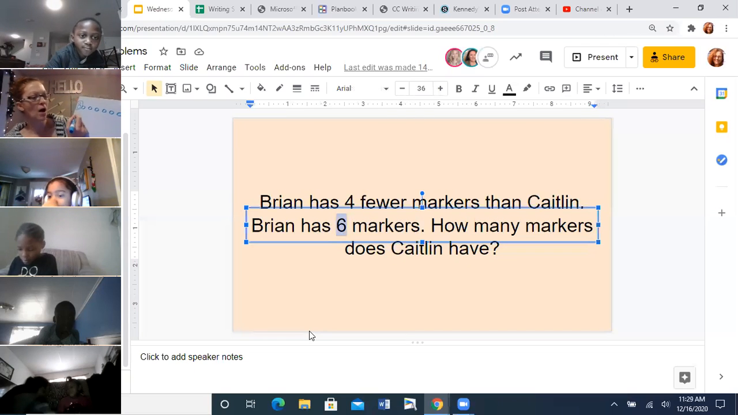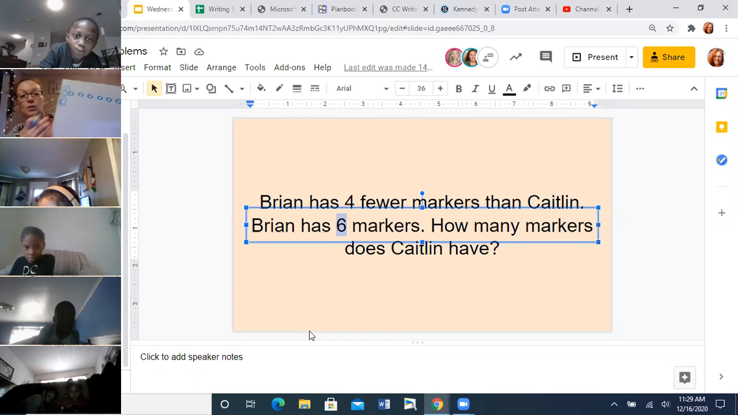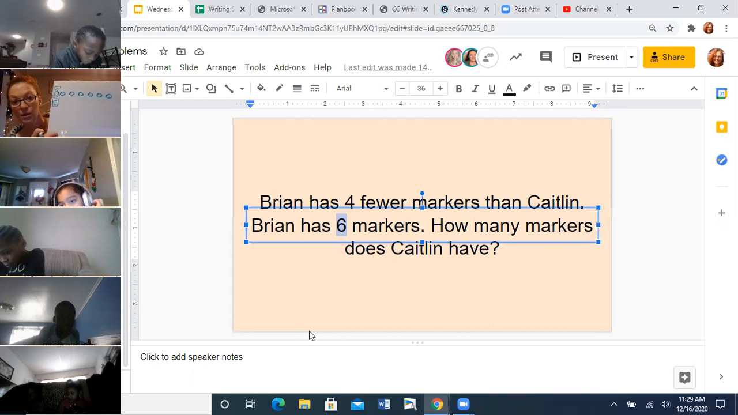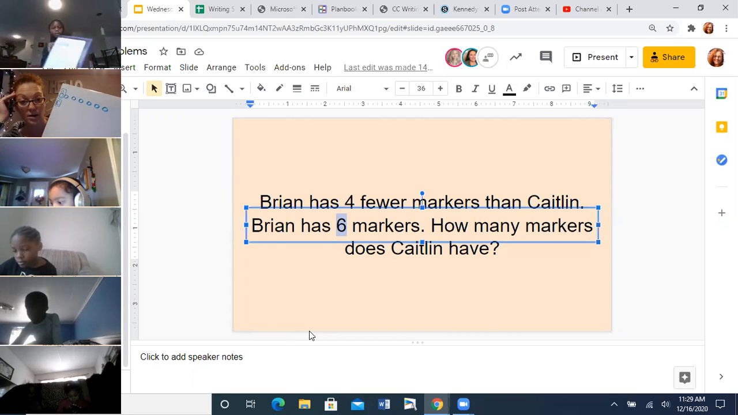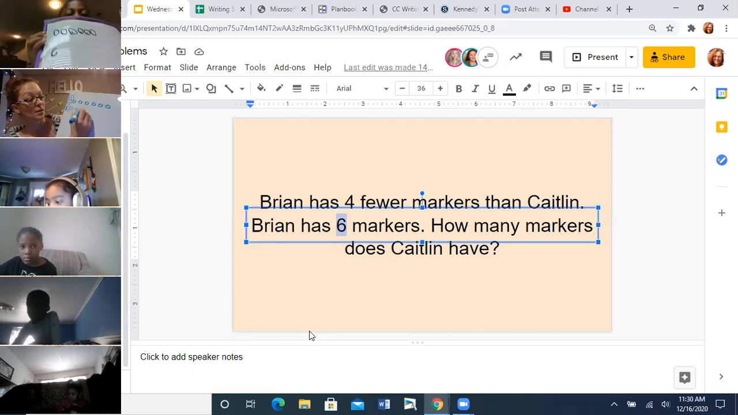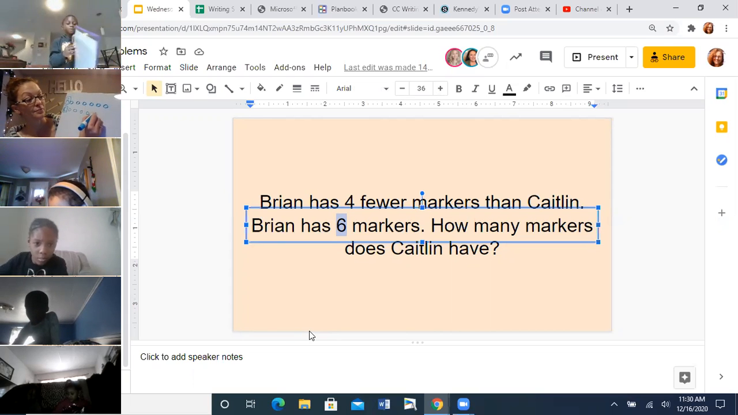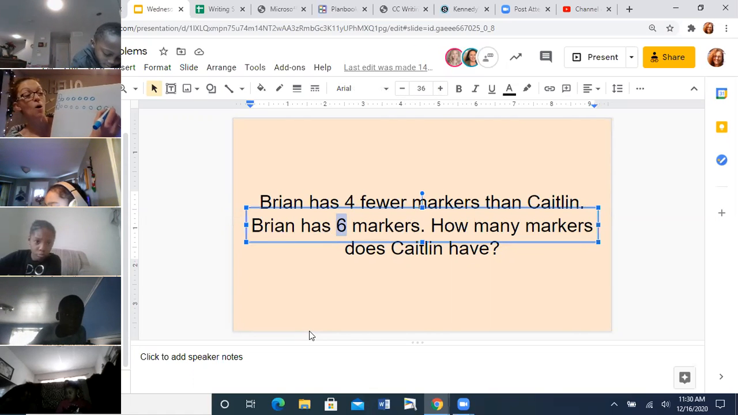So I want you to draw. I want you to right now, underneath the B for Brian, write a C for Caitlin. Because we're going to draw Caitlin's right now. Right? So if Brian has 4 fewer, that means Caitlin has 4 more. So we're going to draw the same 6, but then we're going to add 4 more.